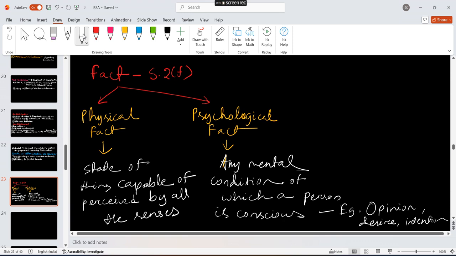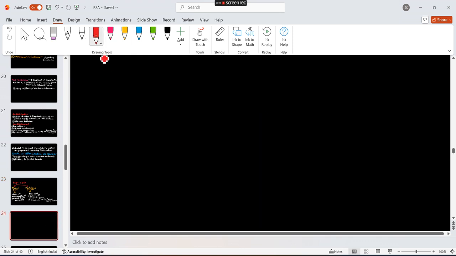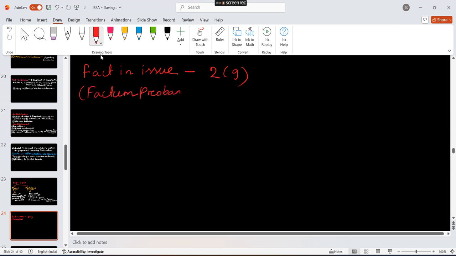Yes ma'am, understood. So desire is also a psychological fact. Okay, I hope the fact portion is clear. Now let's move to the next thing, and the next definition is about fact in issue, and it is there under section 2G. Okay. So fact in issue. What is fact in issue? So fact in issue, in the Latin terminology, is factum probandum.